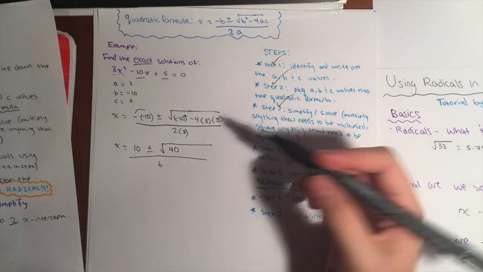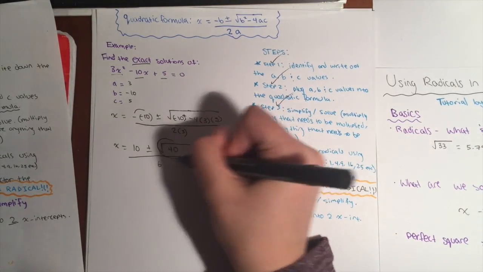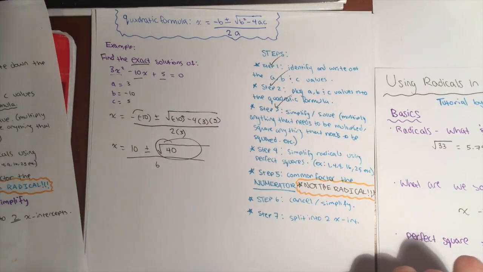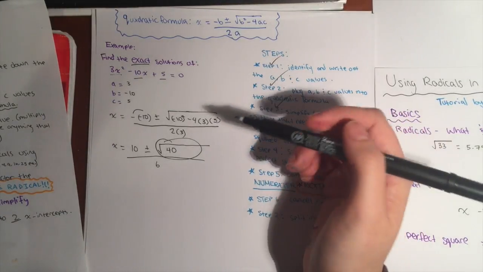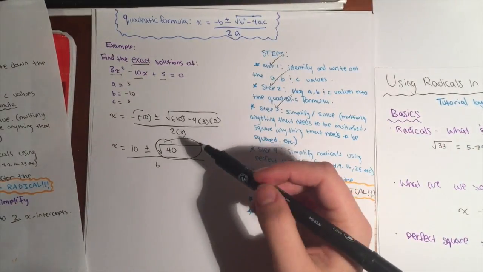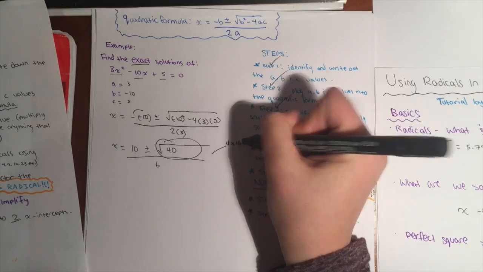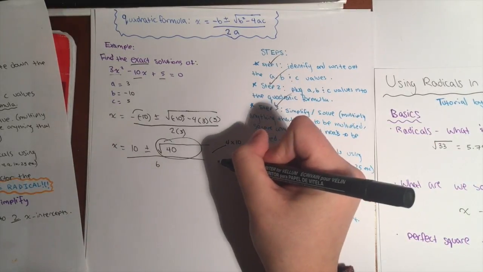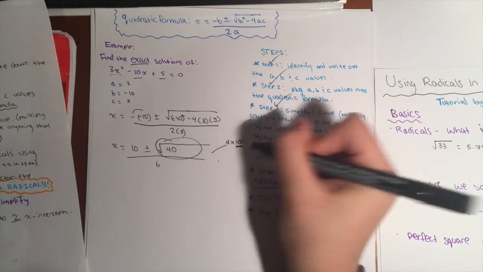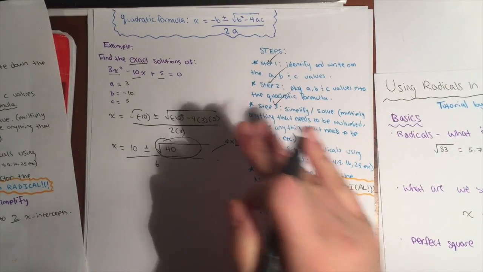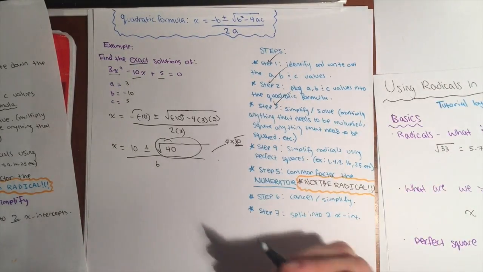Step 4 is simplify radicals using perfect squares. This is where it gets difficult. Inside this radical, we have to find a multiple that is a perfect square and another one that cannot be square rooted into a whole number. When I see 40, I immediately think of 4 times 10. I know that 4 is a perfect square, and I know that 10 cannot be square rooted into a whole number.